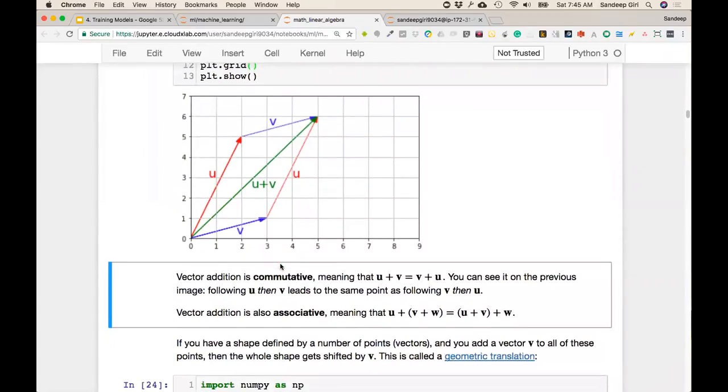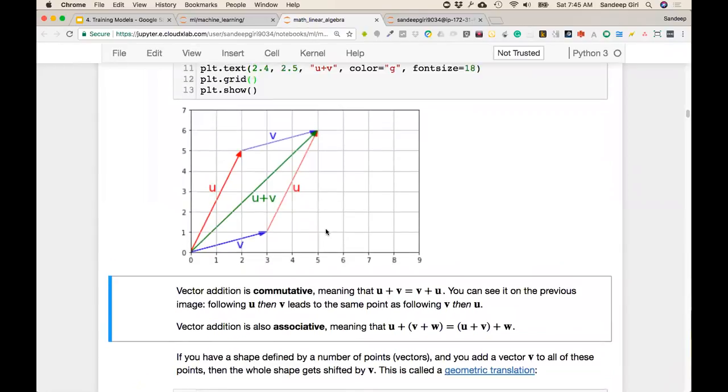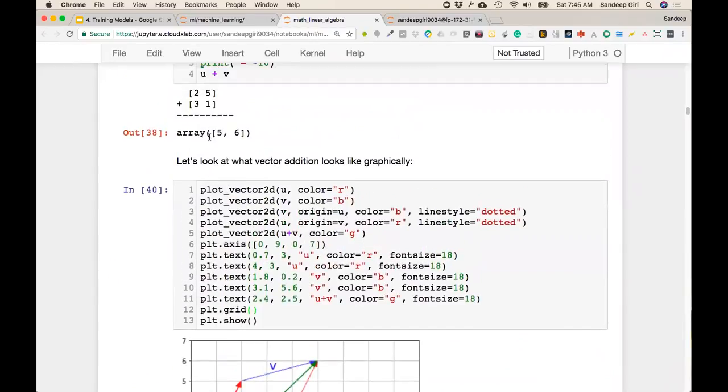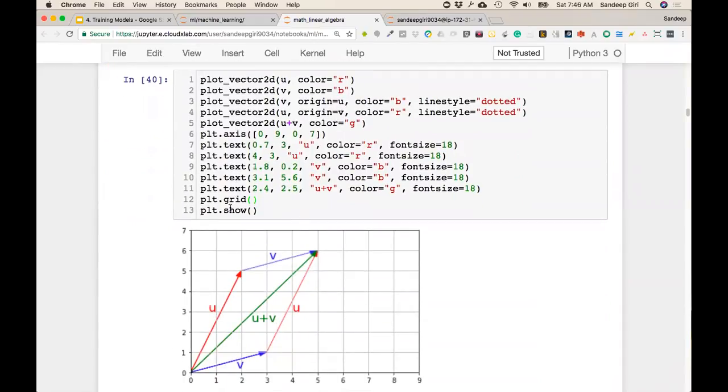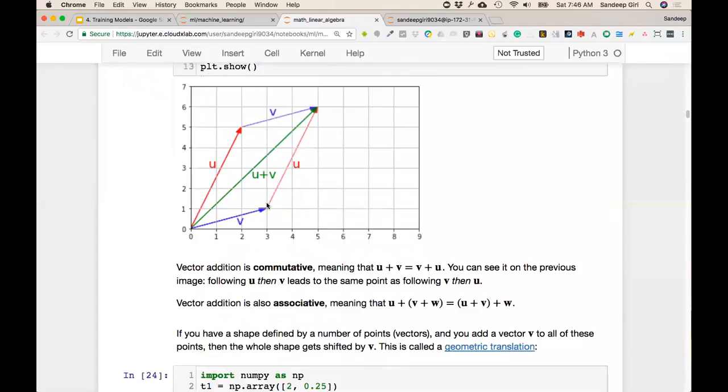So in this diagram, it is very clear that whether you add u with v or v with u, it is always the same. Since these two values are going to be added, whether you put this below this or above this, we are always going to get this value. So I hope the addition of two vectors, u plus v, is clear.